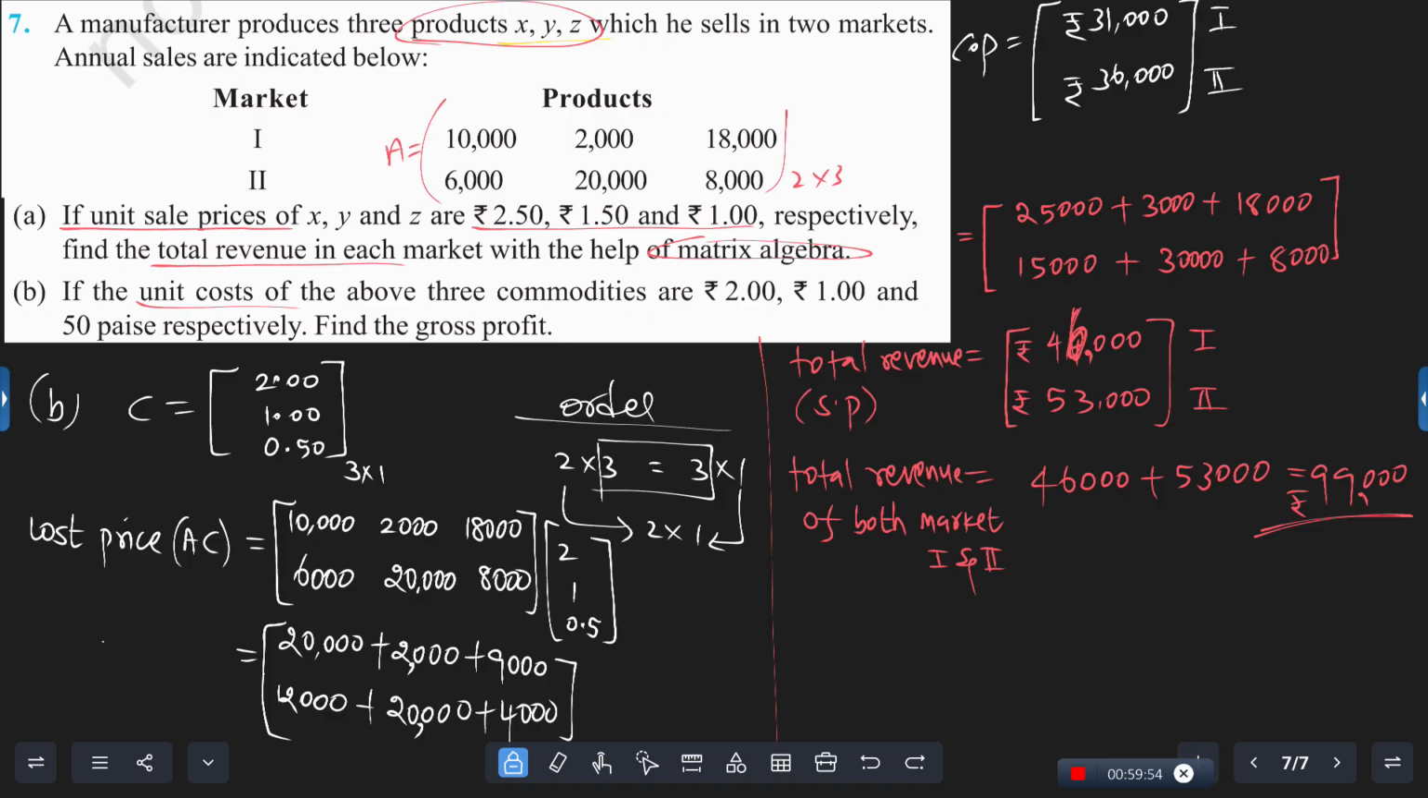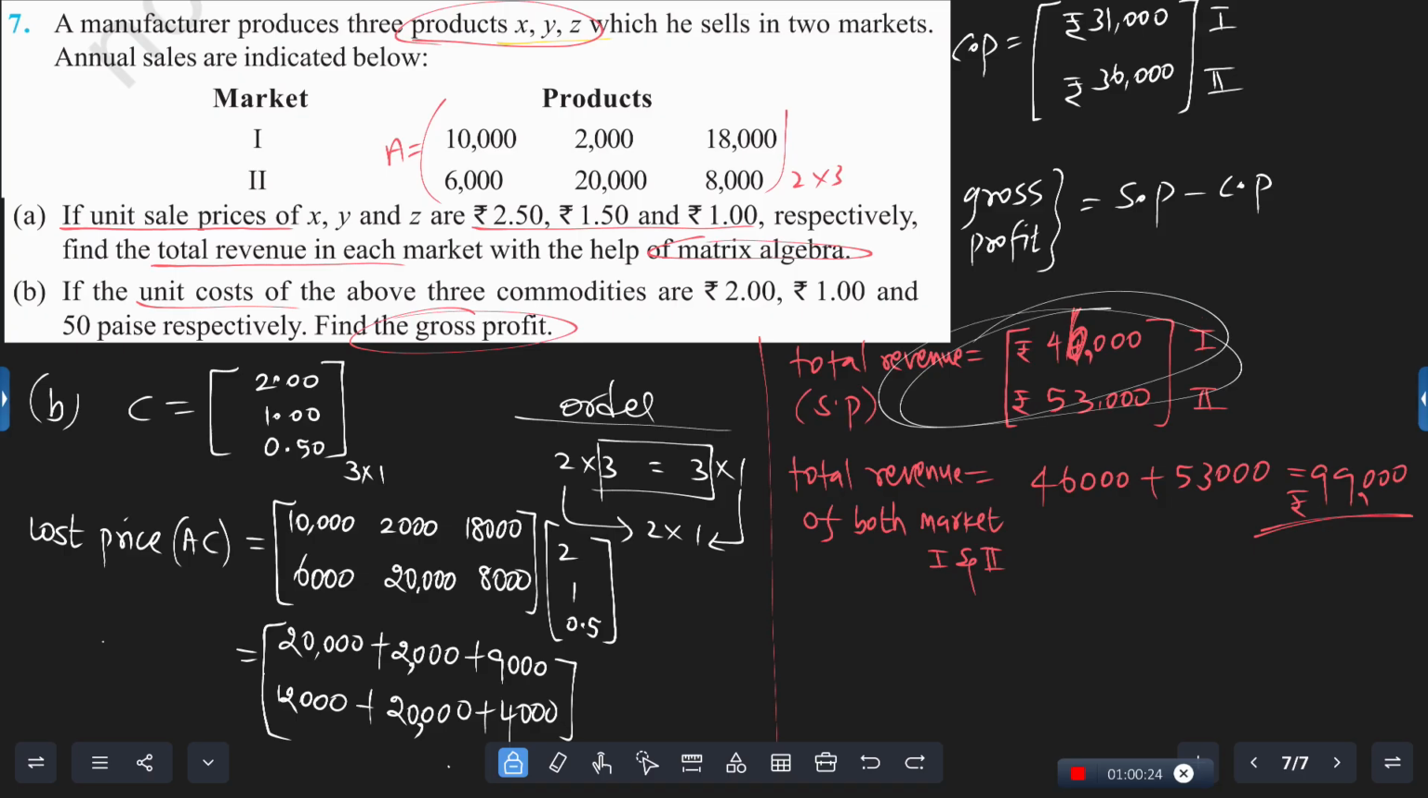But they have not asked us to find the cost price. They asked for gross profit. Gross profit is selling price minus cost price, so you have to subtract both. Selling price, what did we get? Total revenue is the selling price. I mentioned it here as SP.